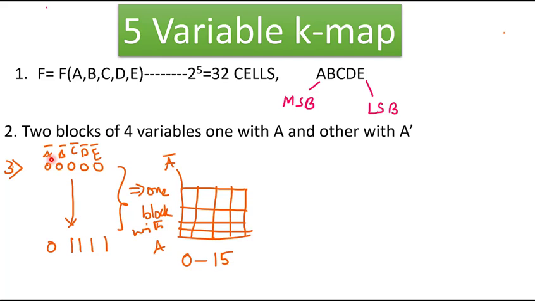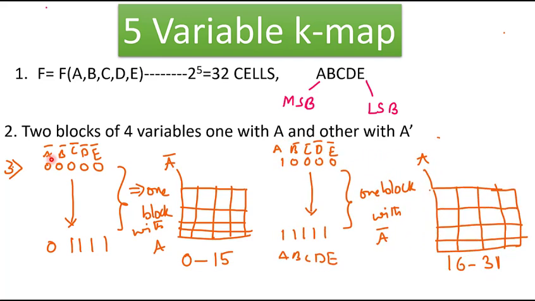Similarly, if I take 16 to 31, 16 is 1 0 0 0 0 and 31 is all ones. If you look here, for all the 16 combinations, your A value will be 1. That's why I am taking all these 16 cells under A, and the other 16 cells under A bar. So this is how I divided my 32 cells into two sets of 16 cells, one with A bar, one with A. Now I am going to merge them together to form a 5 variable K-map.